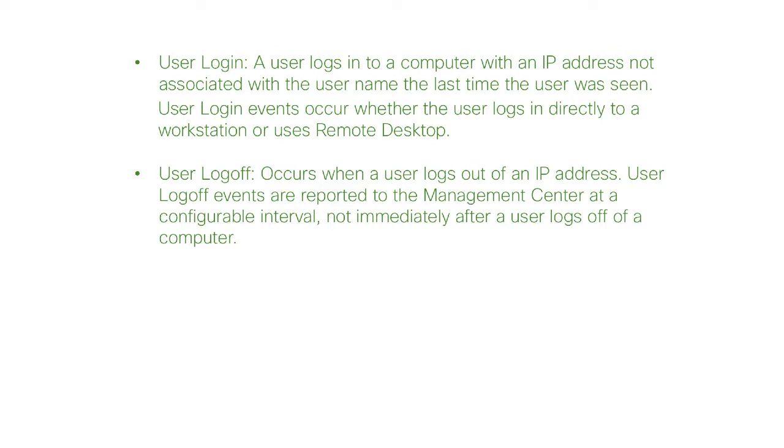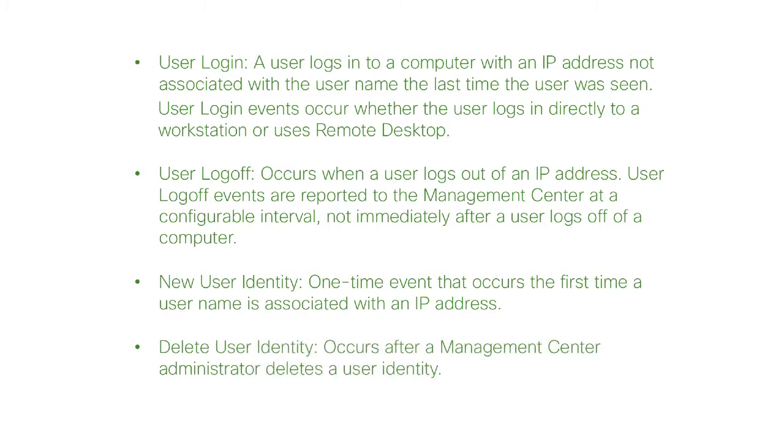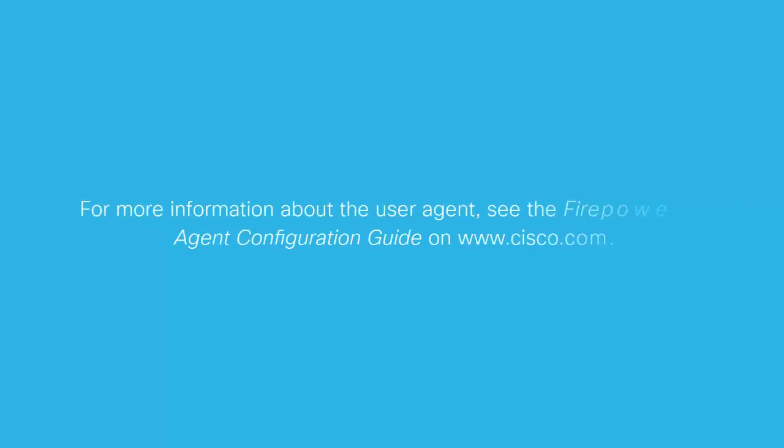New user identity. A one-time event that occurs the first time a username is associated with an IP address. Delete user identity occurs after a management center administrator deletes a user identity. For more information about the user agent, see the Firepower User Agent Configuration Guide on cisco.com.